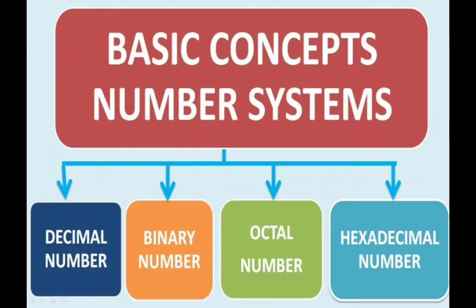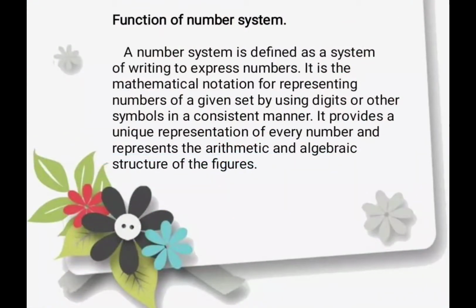Okay? Alright, so here, to give you the function of number system: a number system is defined as a system of writing to express numbers. It is the mathematical notation for representing numbers of a given set by using digits or other symbols in a consistent manner. It provides a unique representation of numbers and represents the arithmetic and algebraic structure of the figures.